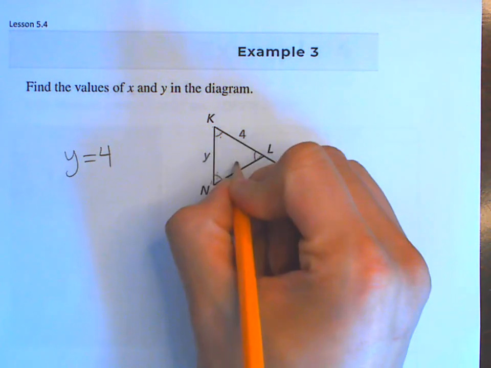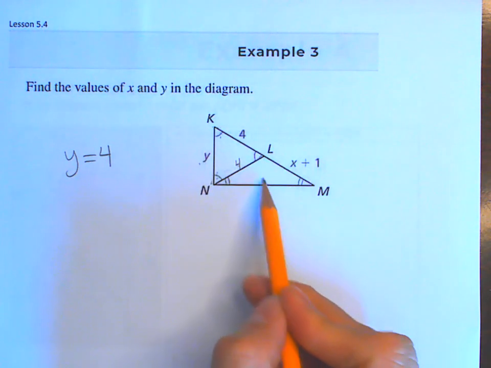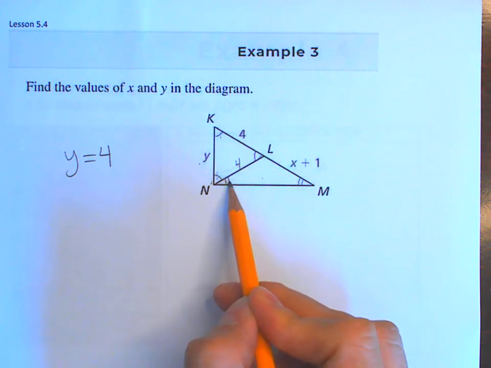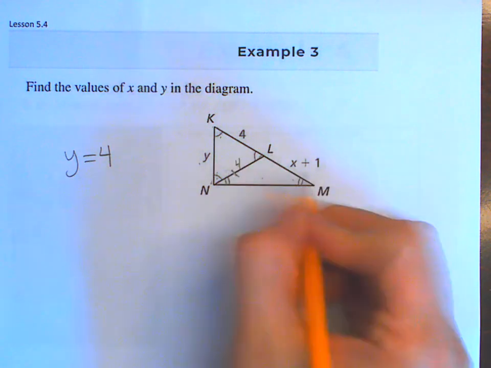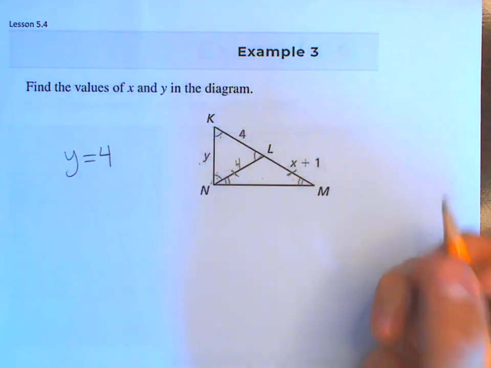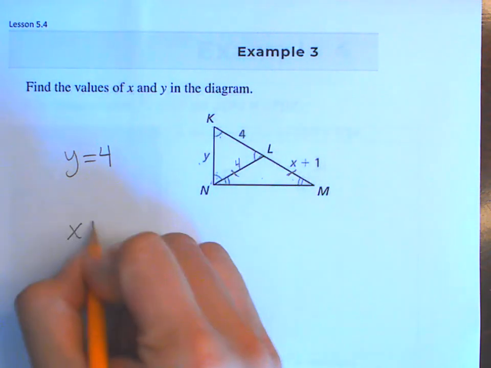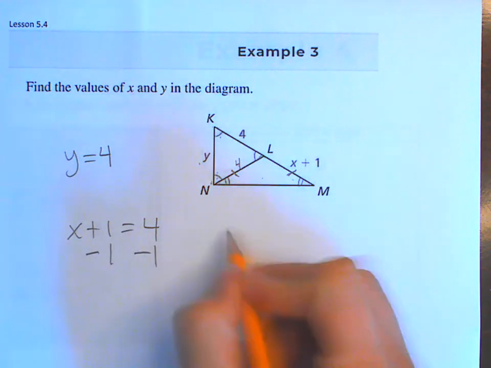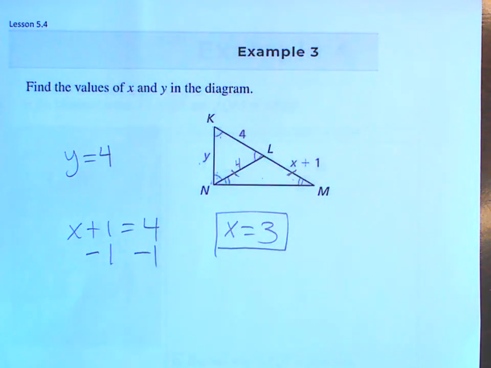That means this is 4. So 4, 4, and 4. Looking at this triangle, these 2 angles right here happen to be congruent. So the sides opposite of those are going to be congruent as well. That means that this side and this side are going to be congruent. So that would mean X plus 1 is going to equal 4. So X plus 1 equals 4. Minus 1, and X equals 3. And then you're done with that one. That's example number 3.